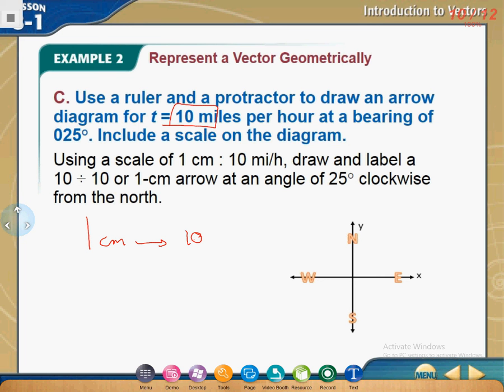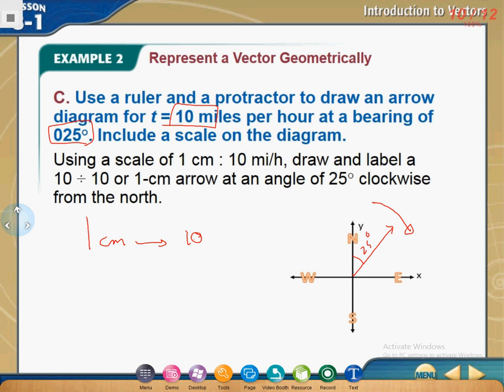And the angle is 25 degree from the north, clockwise. Clockwise means in this direction, from the north. He explained it for us, from the north, and he wrote it as a notation. Do you remember this notation, O 25 degree? Okay, so starting from north, the angle should equal here 25 degree.